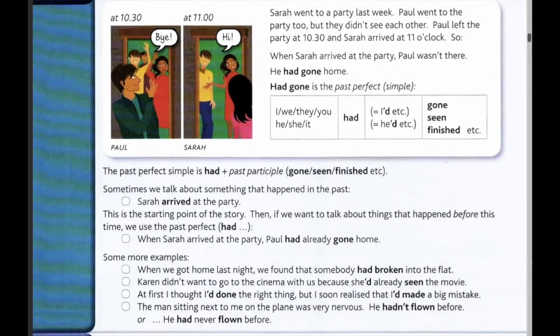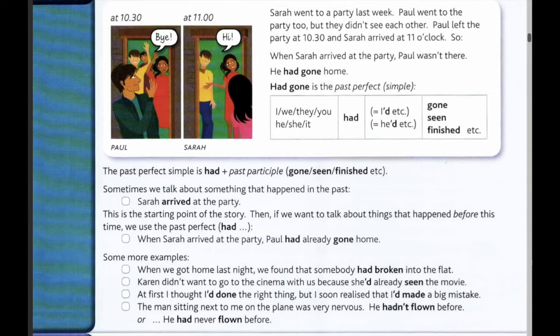Sometimes we talk about something that happened in the past. For example, let's read together. Sarah arrived at the party. This is the starting point of the story. Then, if we want to talk about things that happened before this time, we use the past perfect, had. Let's read together. When Sarah arrived at the party, Paul had already gone home.